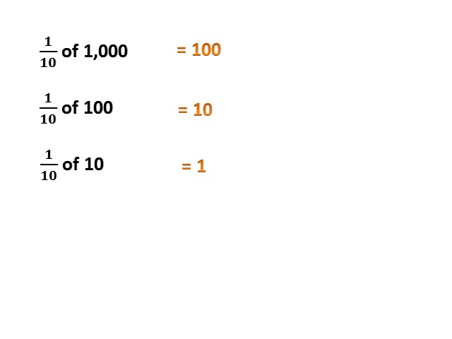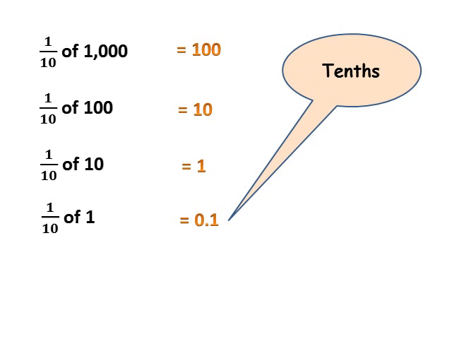So can you see the pattern there? We are just getting rid of the zero every time. And 1/10 of 10, meaning you divide 10 into 10 equal parts, one part would be 1. Now, last week our lesson was 1/10 of 1, which is 0.1 or 1/10, okay? And this is the tenths place.